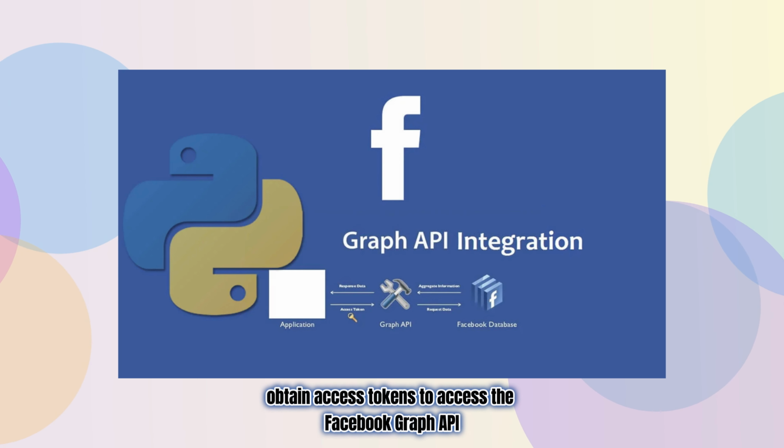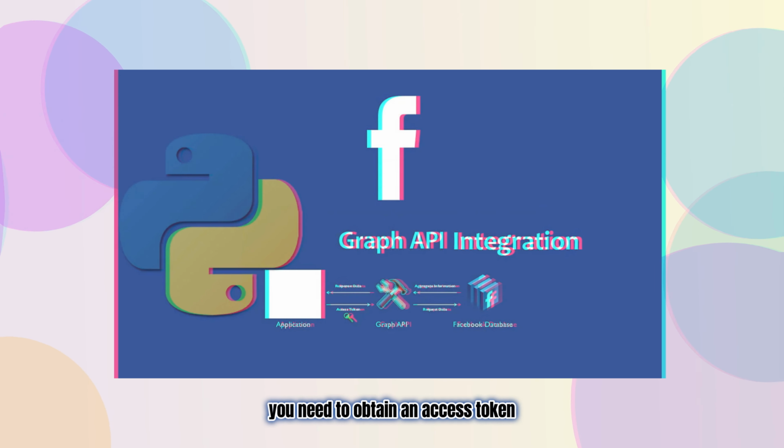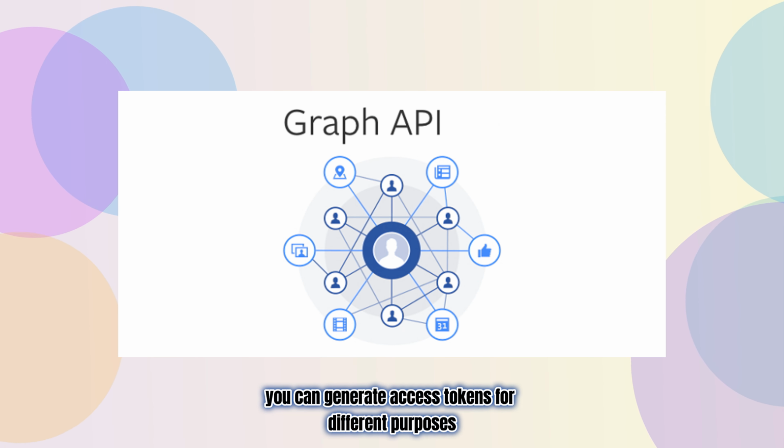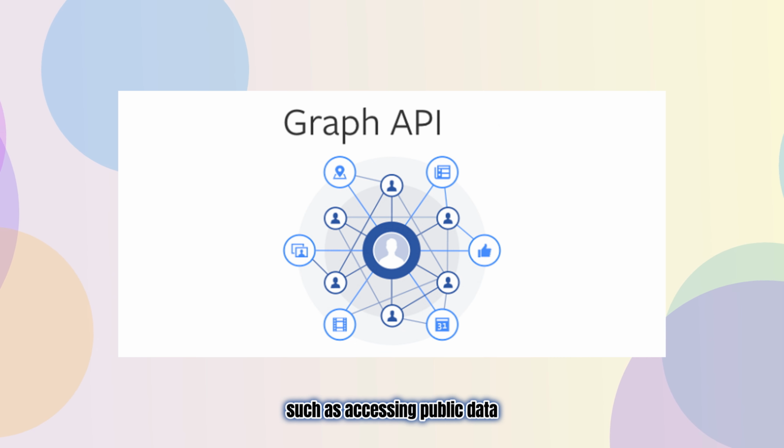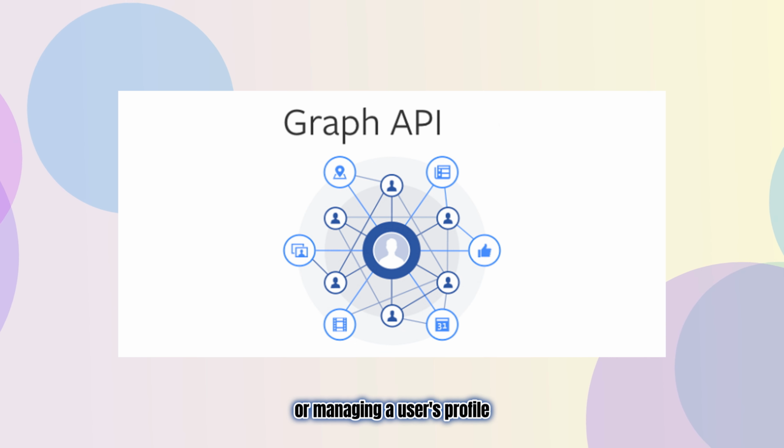Obtain access tokens. To access the Facebook Graph API, you need to obtain an access token. You can generate access tokens for different purposes, such as accessing public data or managing a user's profile.